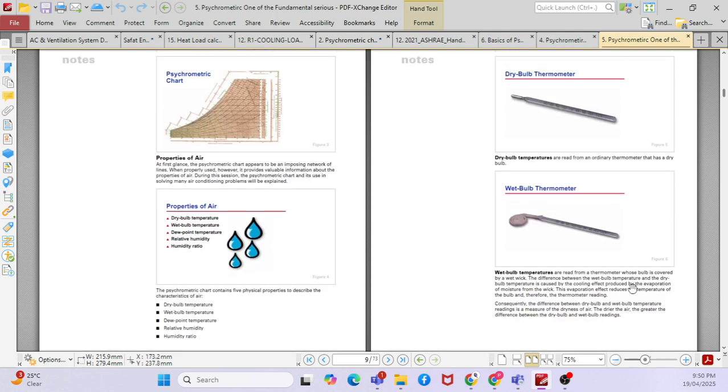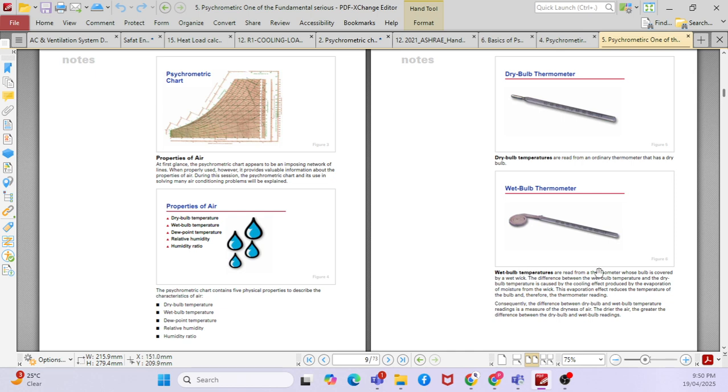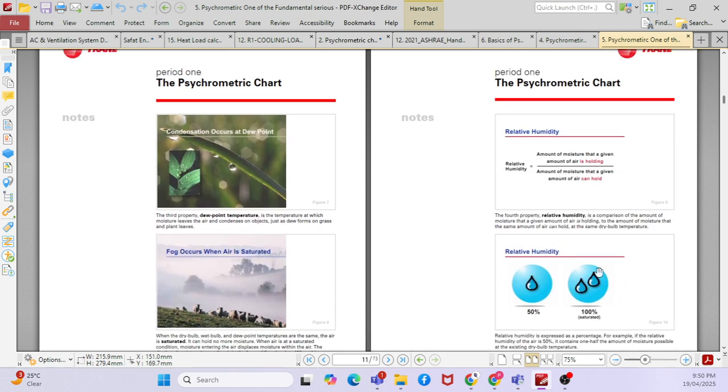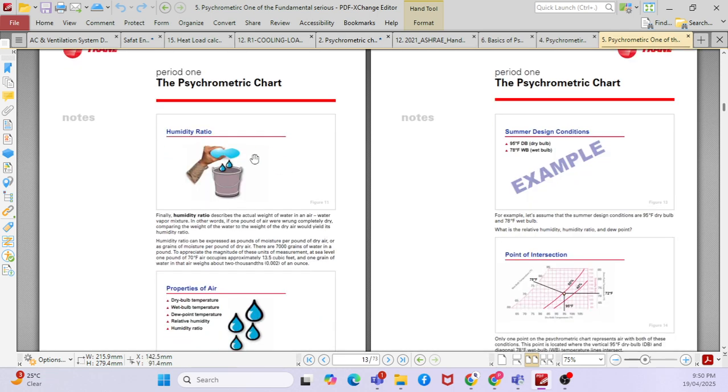Okay, you have the definitions. Each and every definition is given here. What is dry bulb temperature? What is the wet bulb temperature? What is the dew point temperature? What is the relative humidity? What is the humidity ratio?